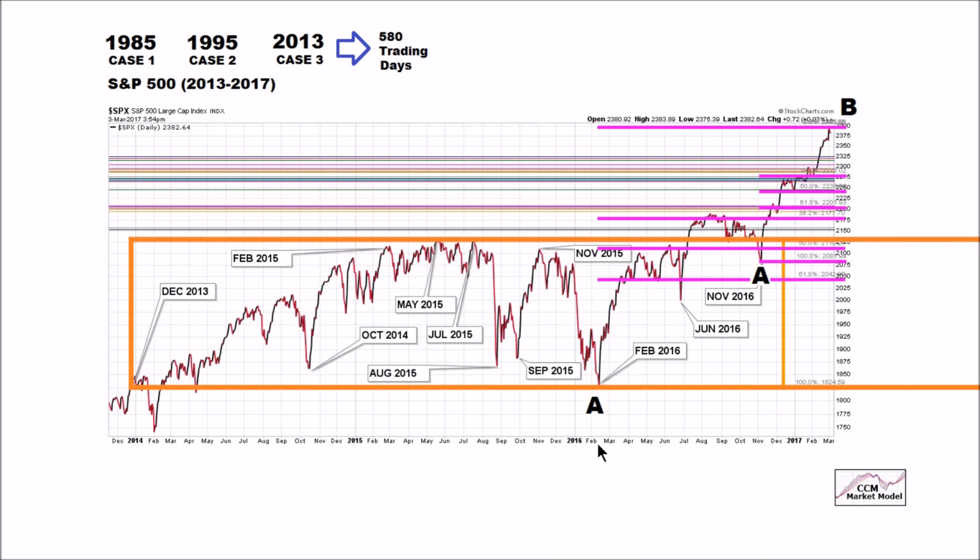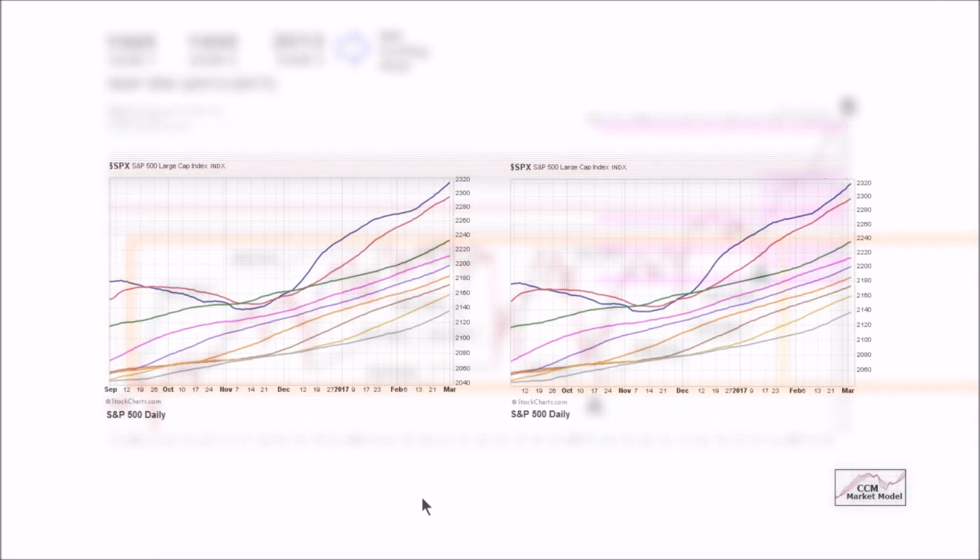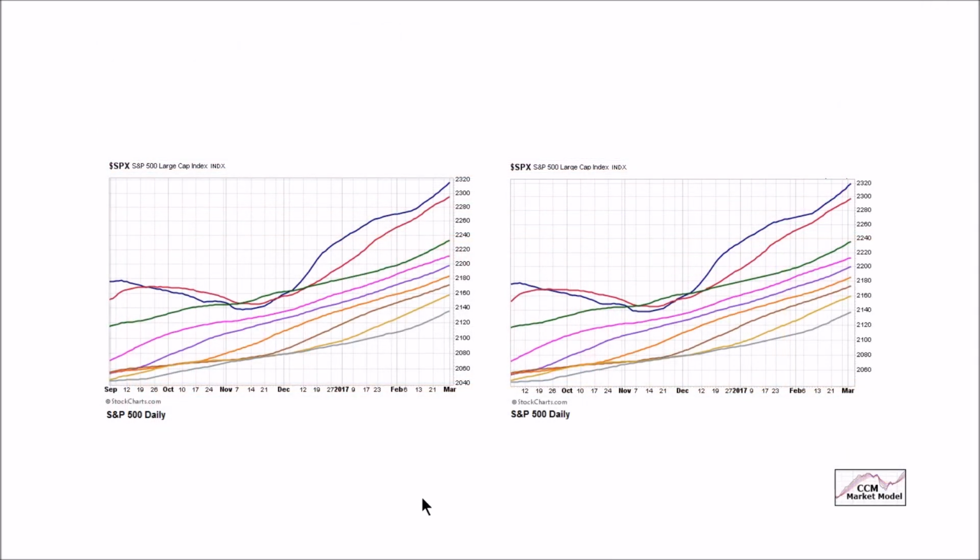And if we add in our fibs, this A to B move here and this A to B move here, we can see that it would be normal for the market to pull back, frankly, to any one of these pink lines here. That type of pullback could be a normal pullback within the context of an ongoing and established bullish trend.